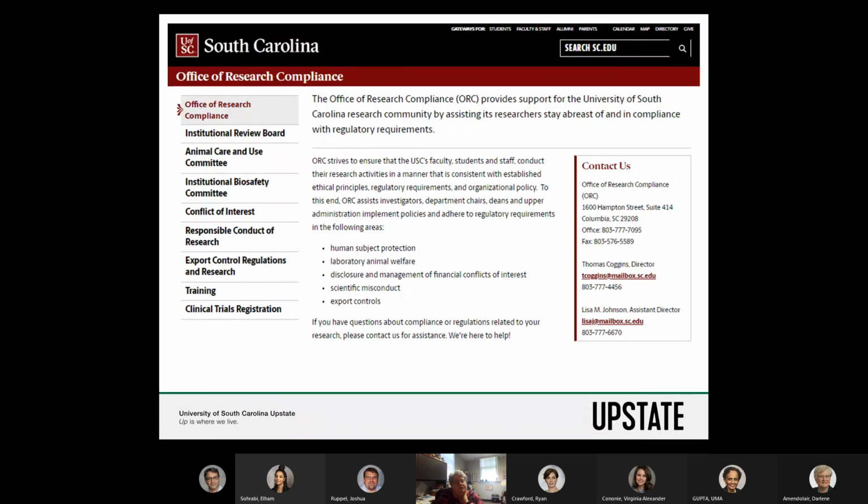And then this is the research compliance page. This would be where you would start if you need IRB information, animal care and use, biosafety, responsible conduct of research, conflict of interest, all of that kind of stuff. Training is all linked there. So another good resource to know about.